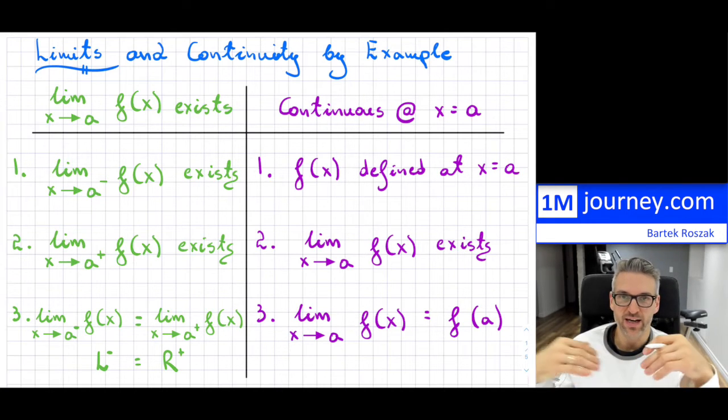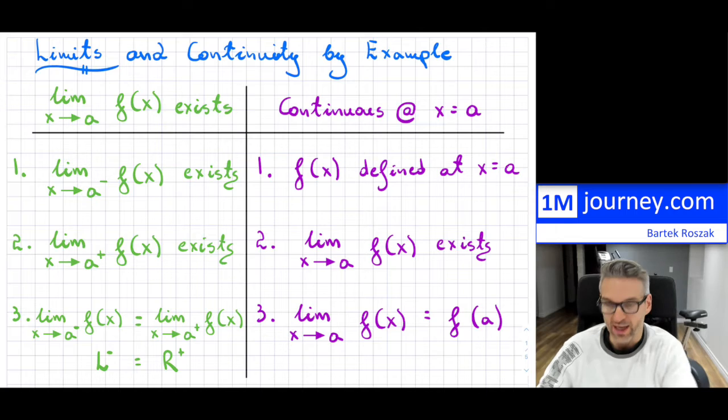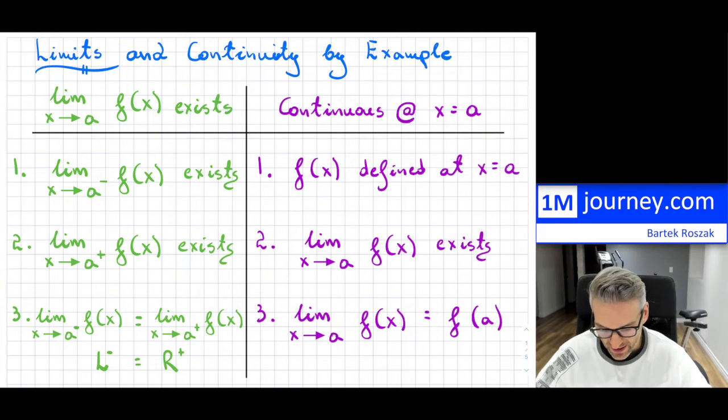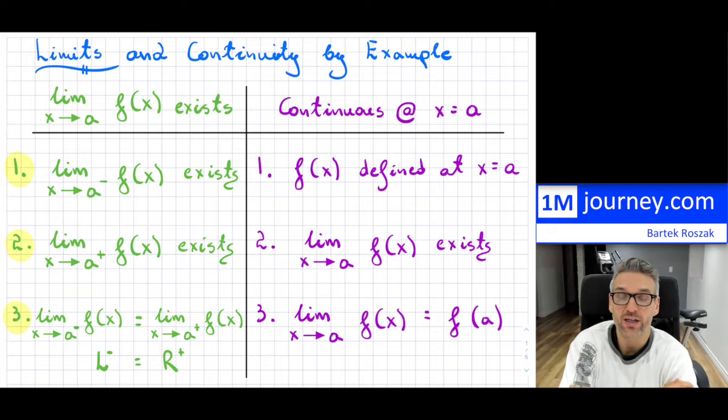In here, let's get started and summarize. On the left-hand side, you see the summary of when a limit exists, and on the right-hand side, the introduction to continuity. First of all, the limit as x approaches a of f of x exists if three conditions hold. The first two conditions relate back to a limit, except you would have a limit approaching from the left-hand side, and the second one a limit approaching from the right-hand side.